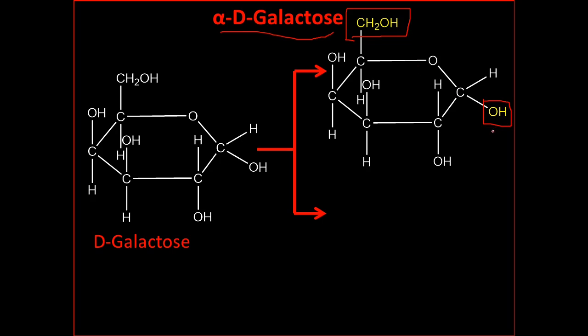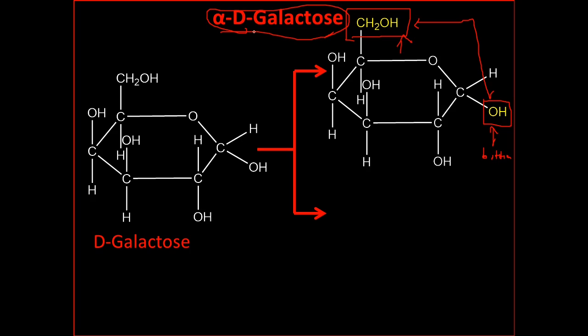Okay, let's clear that one. When OH is at the bottom, on the opposite side of the CH2OH which is at the top, this causes now the naming of alpha on the D-galactose. So it is called now an alpha D-galactose.